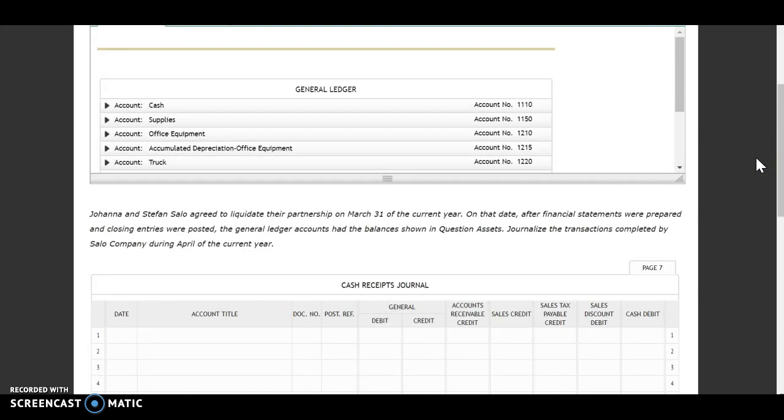Joanna and Stefan Salo agreed to liquidate their partnership on March 31st of the current year. On that date, after financial statements were prepared and closing entries were posted, the general ledger accounts had the balances shown in the question. Journalize the transactions completed by Salo Company during April of the current year.